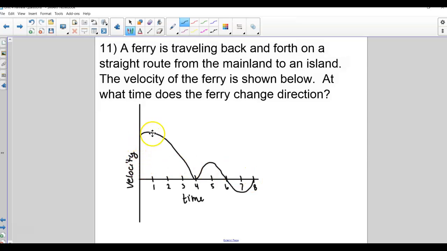But the velocity of the boat is positive all the way up until 6. It does hit 0 here at 4, so the boat does stop at time t equals 4. But it doesn't change direction because its velocity is still positive right here. But right here we go from positive to negative, so that is the time when the boat changes direction. So it would be at t equals 6, and they don't give us units here, so that could be hours or minutes, or I'm not sure what we're talking about here, but since it doesn't give it, just t equals 6 is what you need.